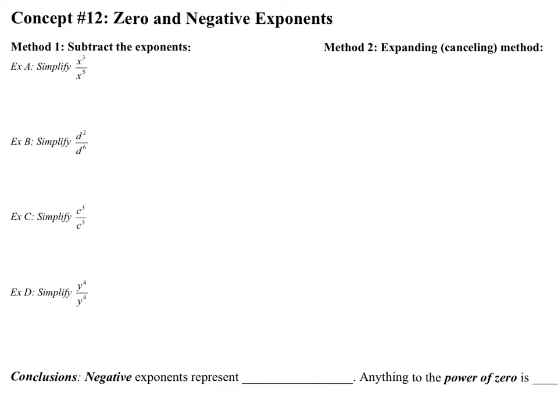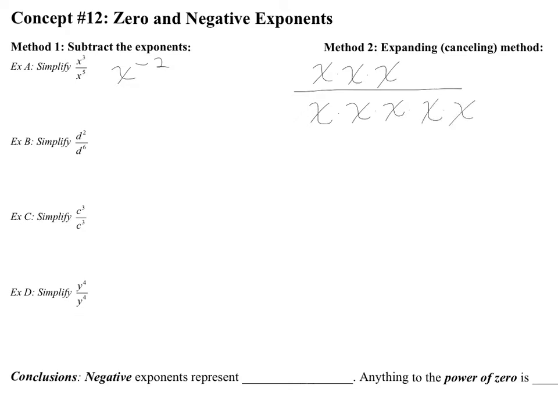So if I'm doing this here and I subtract my exponents, I'm going to end up getting x to the negative second, right? But then I also said, remember, if you get negative exponents, it means you have more on the bottom than you do on the top. So I've asked you to also simplify this by expanding. Just a reminder that x to the third means x times x times x. And then on the bottom, you're going to have x times x times x times x times x, right?